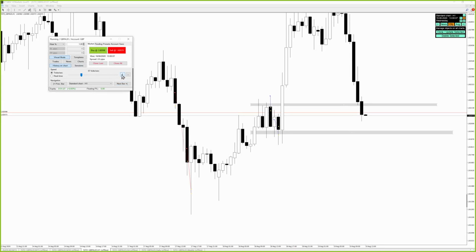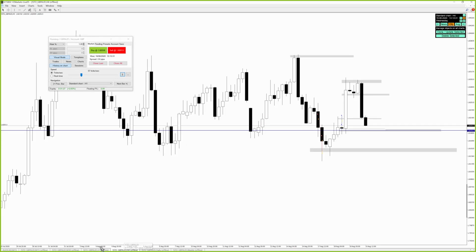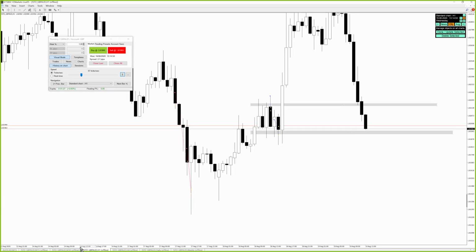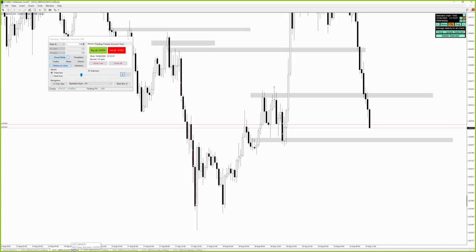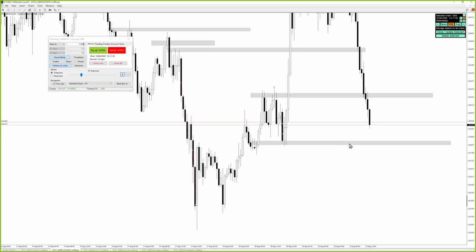All right, let's see here. Do we continue down and create support, or do we...? What do we do, mate? That's what we need to see. Looking on the 4-hour, we're coming down. Looking at the 1-hour, we're coming down. 30 minutes also coming down over here. Yeah, we can't really do anything at this point.